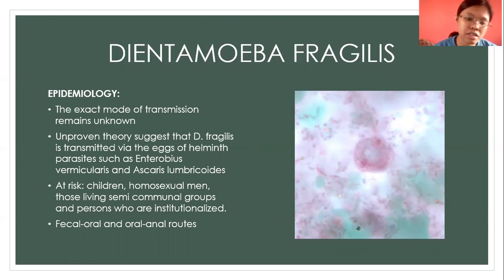Unproven theory suggests that the flagellate is transmitted by the eggs of helminth parasites such as Enterobius and Ascaris. So ang at risk is children, homosexual men, those living in semi-communal groups, and persons who are institutionalized. So feeding routes natin ay fecal-oral and oral-anal routes.